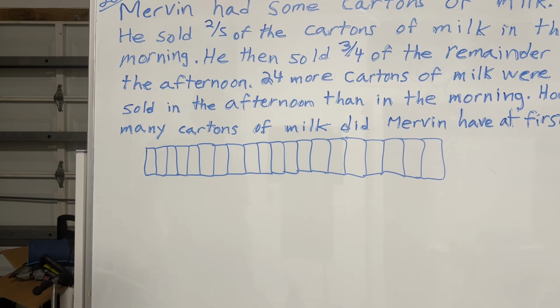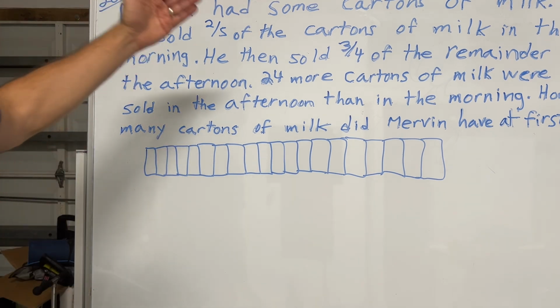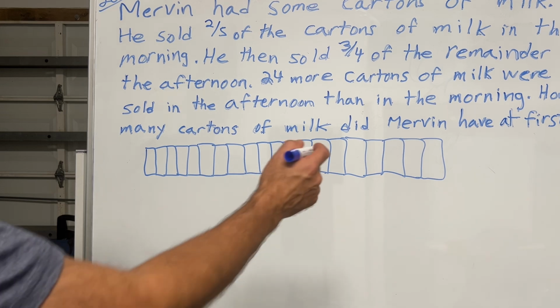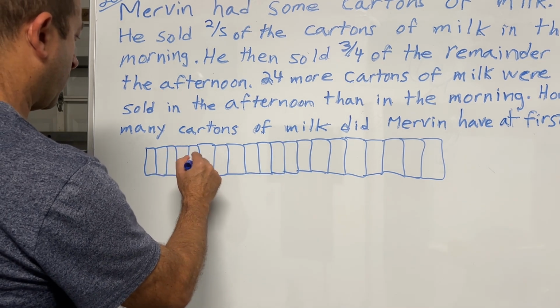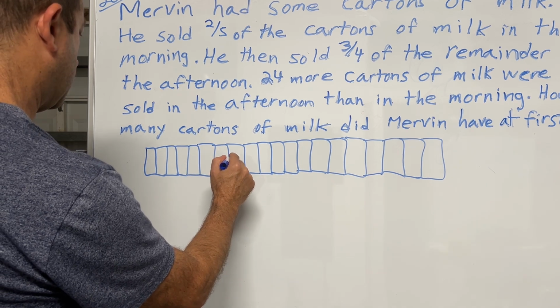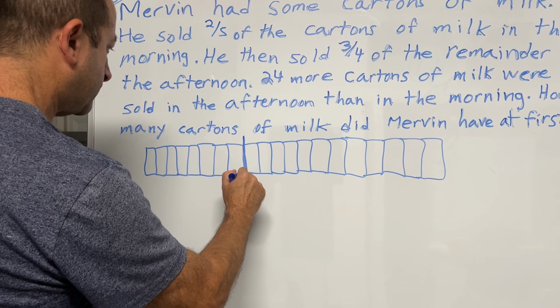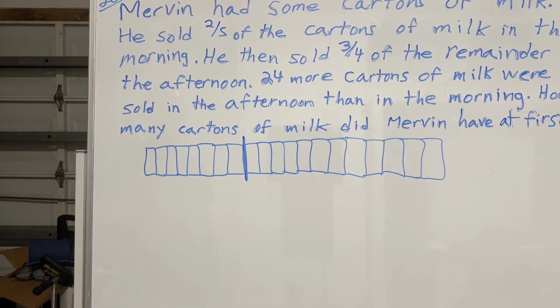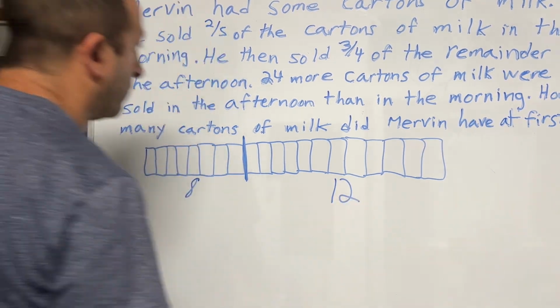He sold 2/5 of the cartons of milk in the morning. So remember that we have 20 units of cartons. He sold 2/5 of the cartons, therefore he sold 2/5 of these units. 1/5 of 20 is 4. So 1, 2, 3, 4, 5, 6, 7, 8. These are the ones he sold, 8 of the 20 units in the morning. That leaves us with 12 because we started out with 20.